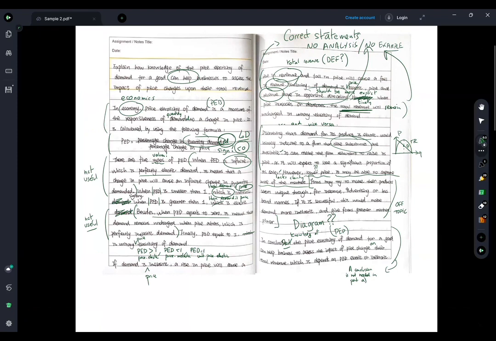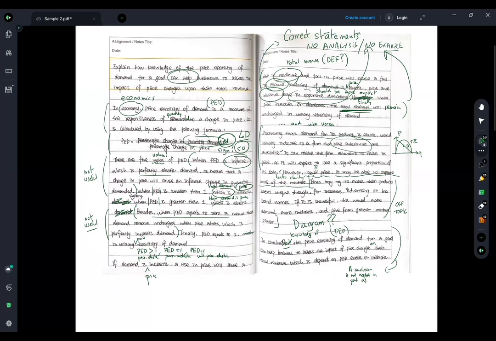There is a good understanding of how knowledge of the PED can benefit businesses. So there are some good things in this essay. However, a more detailed analysis of the relationship between PED and total revenue is missing. They are just statements which are not explained. There are no examples, none. So there is no application at all.